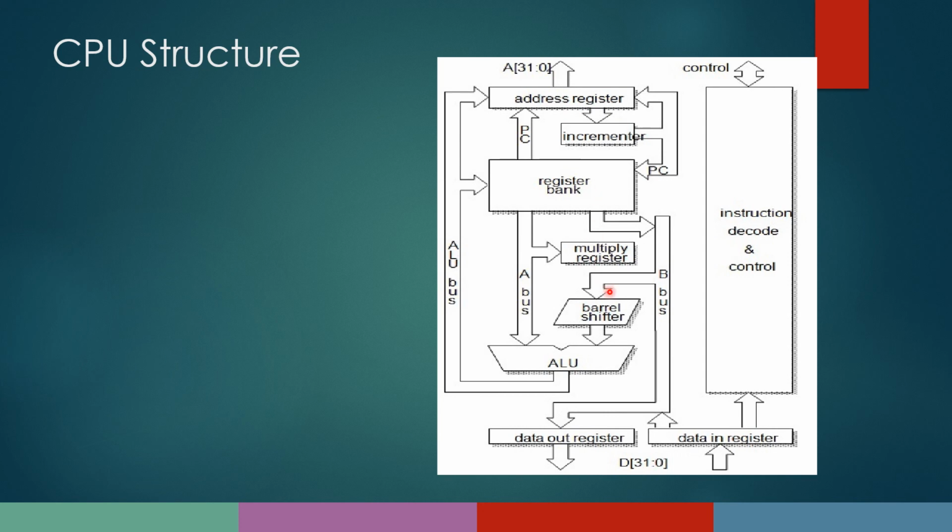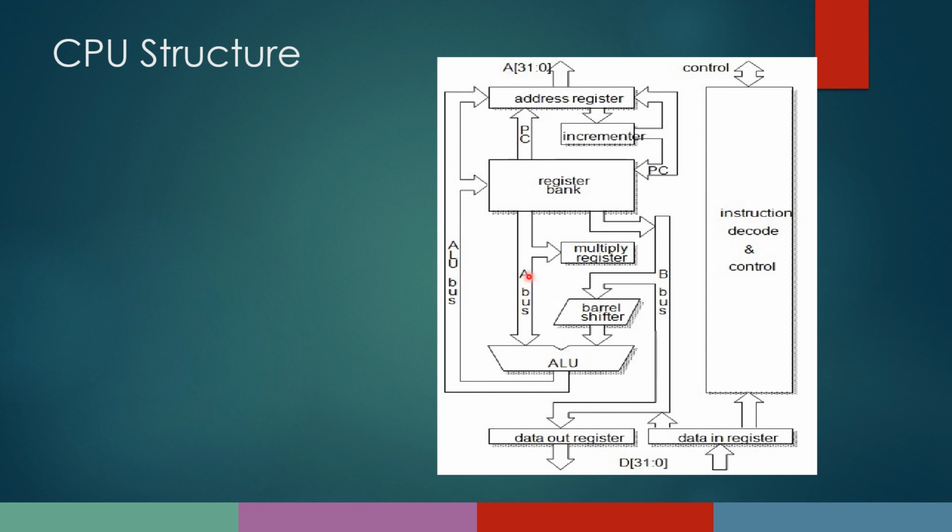And in addition to that, we have the instruction decode and control logic. Prior to the execution of any type of instruction, it will be decoding the instruction. So before the execution is carried out, there will be decoding of the instruction occurring. So we can see each of these blocks in detail.